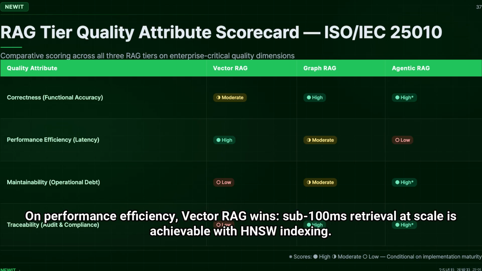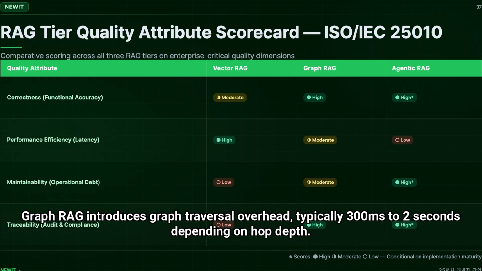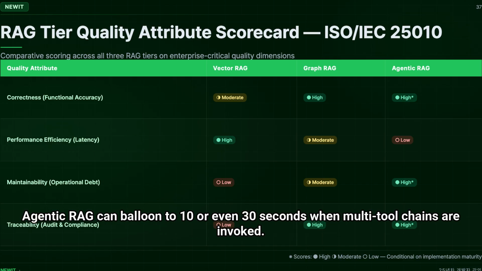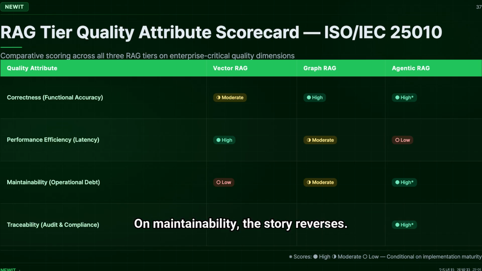On performance efficiency, Vector RAG wins. Sub 100 milliseconds retrieval at scale is achievable with HNSW indexing. Graph RAG introduces graph traversal overhead, typically 300 milliseconds to 2 seconds depending on hop depth. Agentic RAG can balloon to 10 or even 30 seconds when multi-tool chains are invoked.